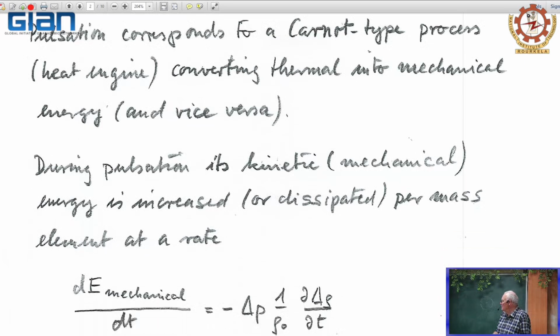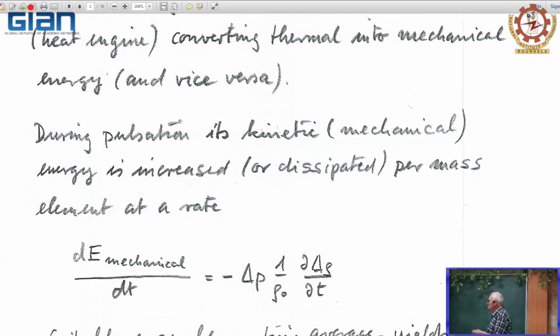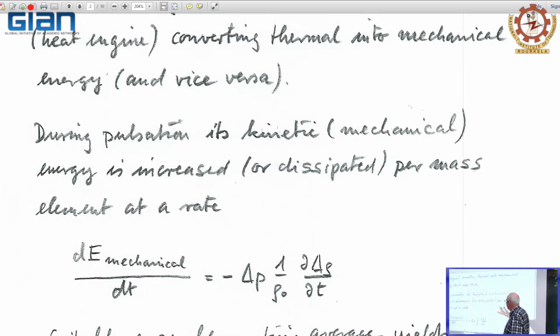So during pulsation, the kinetic energy is increased or dissipated per mass at a rate. The change of the mechanical energy per time is given simply by the pressure perturbation and the change with time of the density perturbation. This is simply PdV, or delta P times delta V, because delta rho is 1 over the volume. So this corresponds to the rate at which the mechanical energy is generated or dissipated, and we would like to know for the mass element how big this really is.